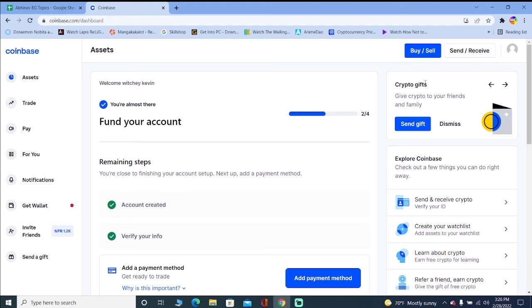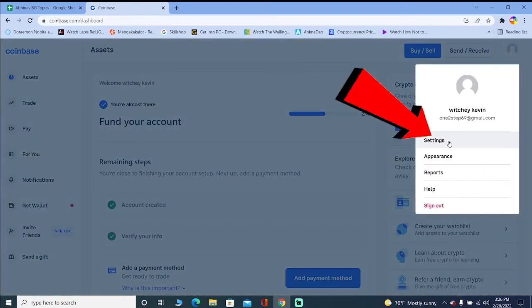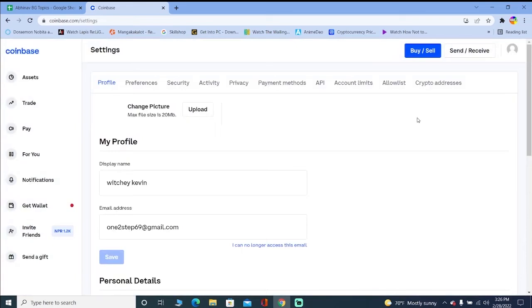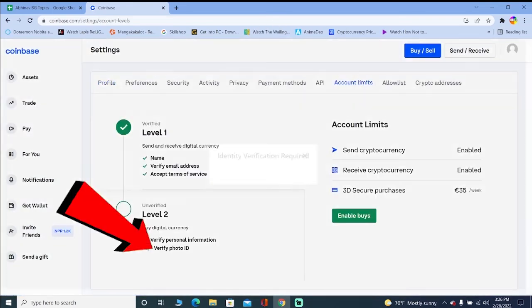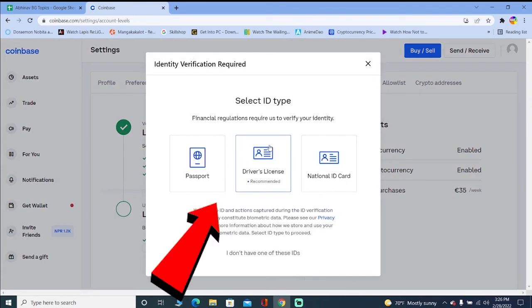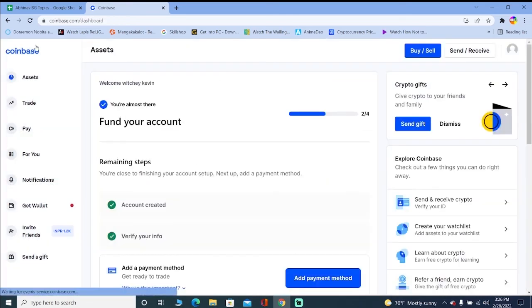How you can do that is come to Coinbase, log into your account, click on your profile picture icon, go into settings. Once you go into settings, you want to go to account limits, and in account limits you want to click on verify photo ID, and then from over here you can choose a method of verification and verify your account, and your review will be lifted. Alright, that's it guys, that's how you remove the account under review on Coinbase.